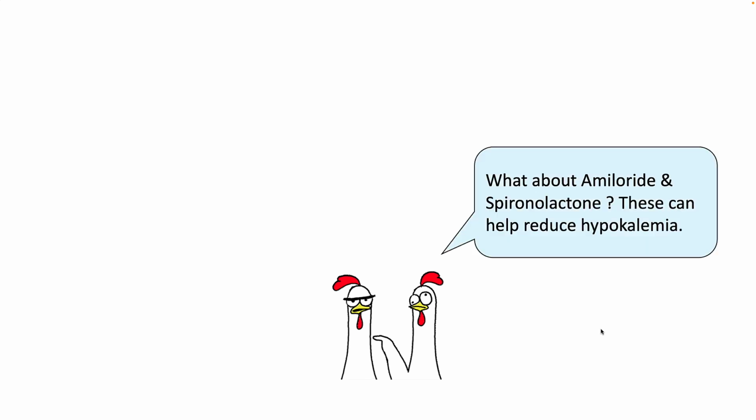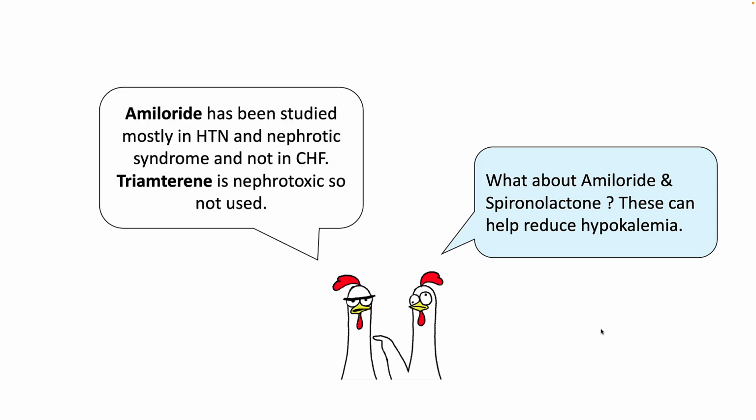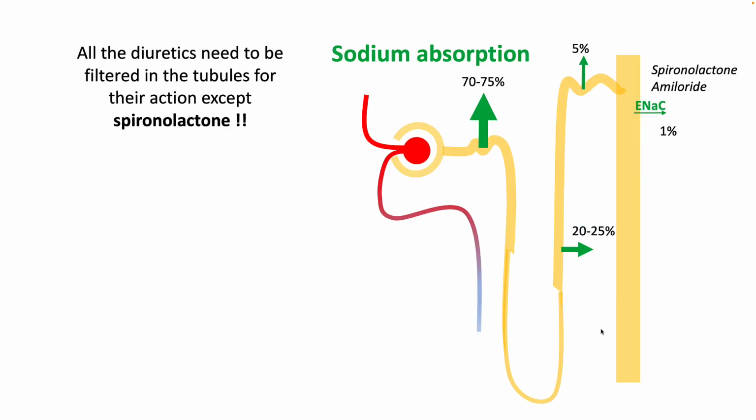CO2 retention. What about amiloride and spironolactone? These medications are potassium sparing, so possibly can help with hypokalemia. Amiloride has been studied mostly in hypertension and nephrotic syndrome and not in heart failure. And triamterene, which is another potassium sparing diuretic, is nephrotoxic, so it's not used in heart failure patients. Spironolactone is an amazing molecule because it does not need to be filtered into the tubules like other diuretics.